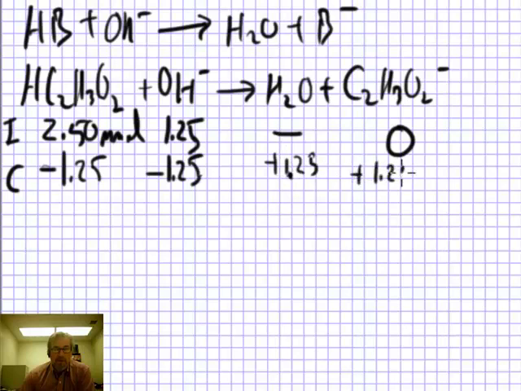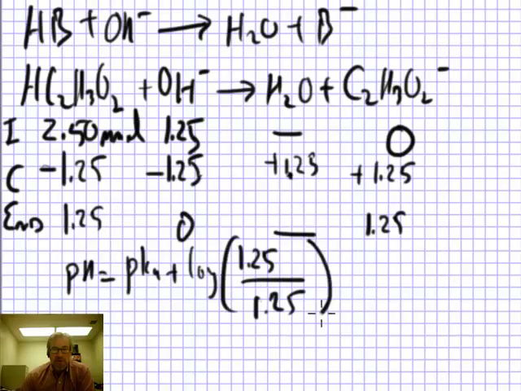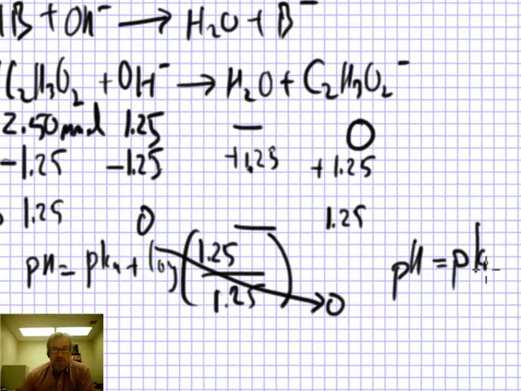So at the end of this change, I will have 1.25 millimoles of acetic acid left, no OH minus, water, I don't really care, and acetate ion, I will now have 1.25 millimoles. So according to the Henderson-Hasselbalch equation, the pH is equal to pKa plus the base 10 logarithm of base concentration, or base number of moles in this case, 1.25, over acid concentration, or acid number of moles, which is 1.25 in this case. So when you're at this particular point in the titration, that goes to 0 because it's the log of 1. So the pH, when you're halfway to the equivalence point, is equal to the pKa.